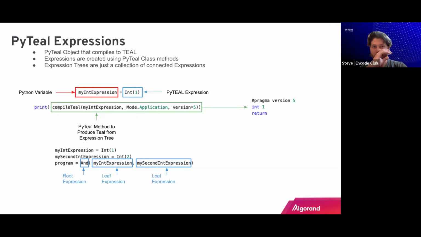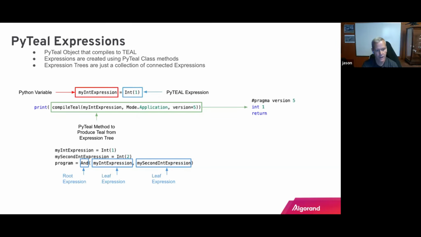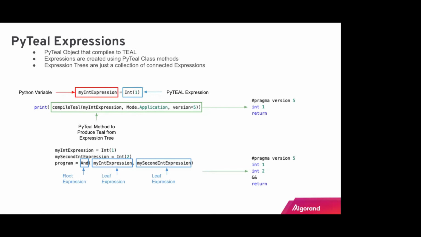Okay, all right. So this And is also an expression, right? So I'm just creating an expression tree with other expressions. This produces this TEAL, which is just loading these 2 values on the stack and ANDing them together, and then returning out from that. So that is the basis behind the way PyTeal is constructed.